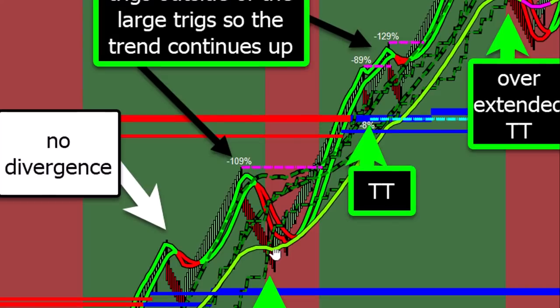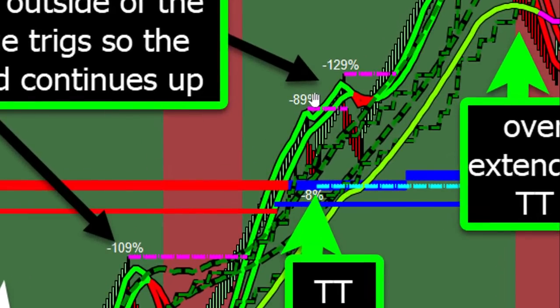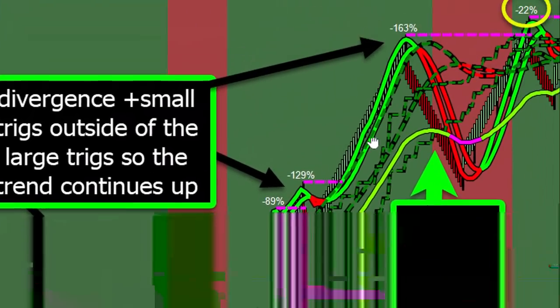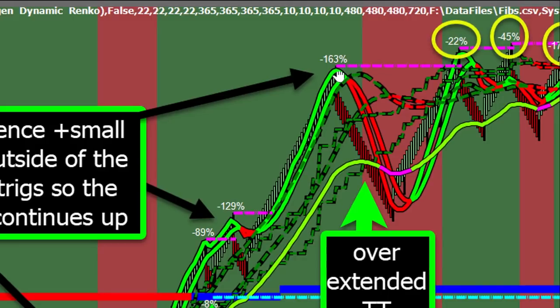And if the market breaks a fib, and even if we have divergence, it's not really going to matter as long as these small triggers are outside of the large triggers. Getting the pattern? Pretty easy, right? And as the market progresses up and you have divergence, you're going to ask yourself one more time, can I do another long trade? Now this one was starting to get to the point of weaker triggers in your 13-2 chart.